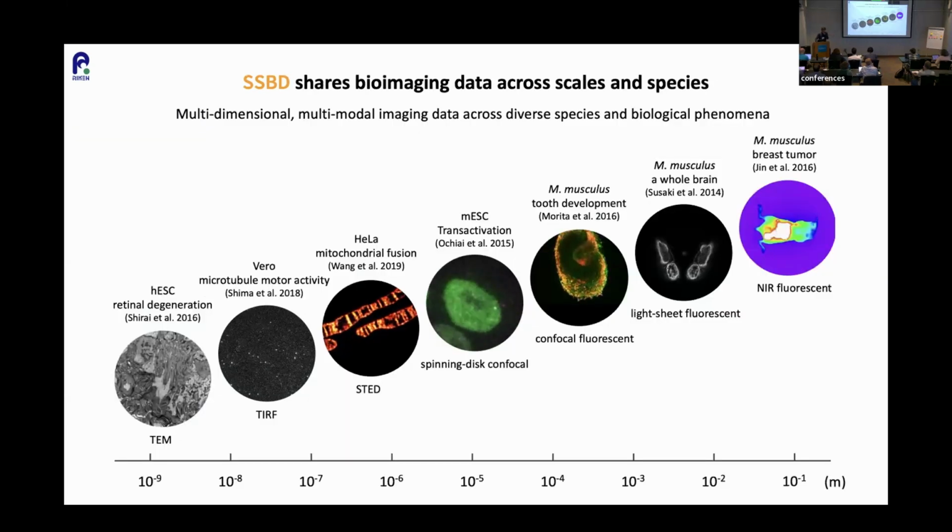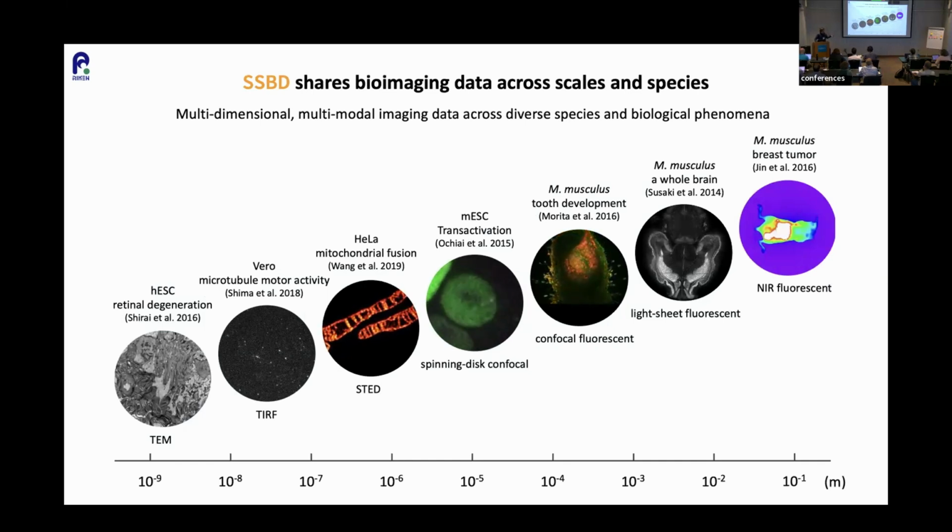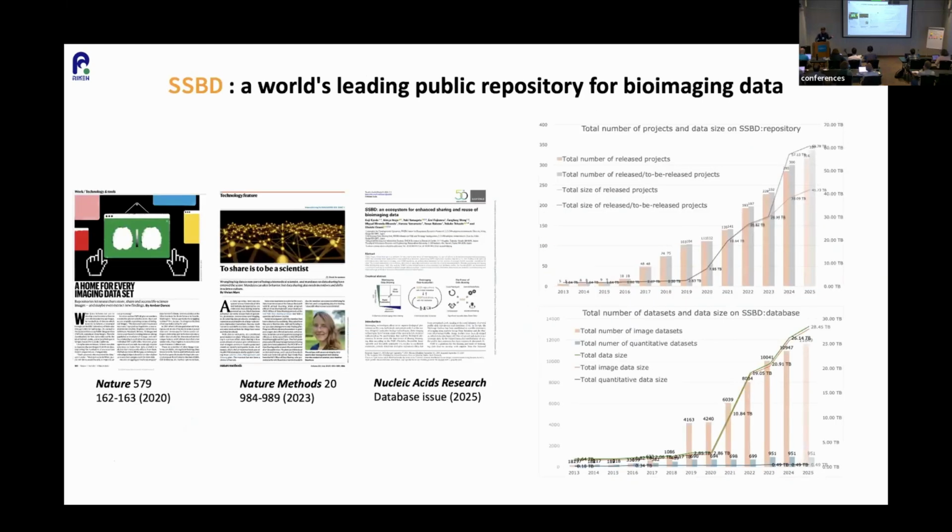SSBD now shares a diverse set of image data, from the very small scale to the large scale, similar to the image archive or other databases. Thanks to the community, mostly the Japanese community, our data is increasing quite rapidly, and some papers and articles cite our database.